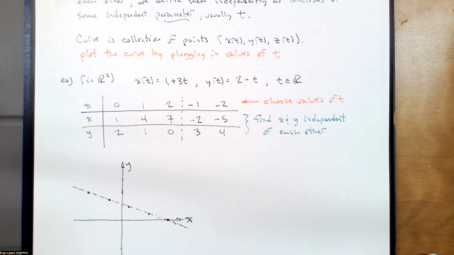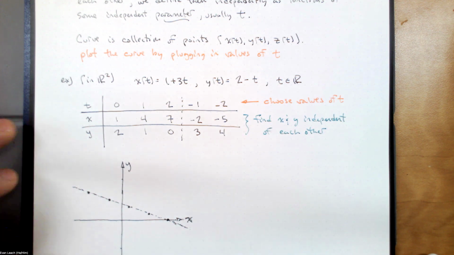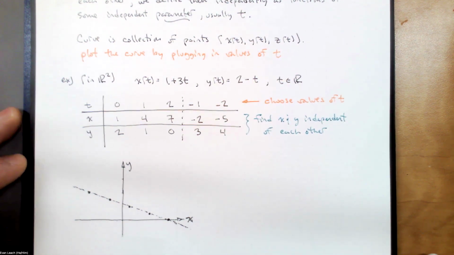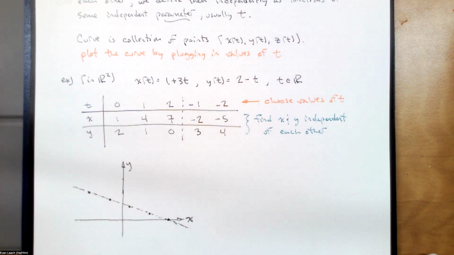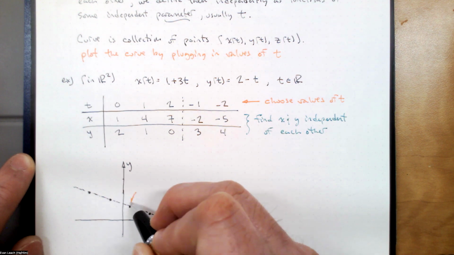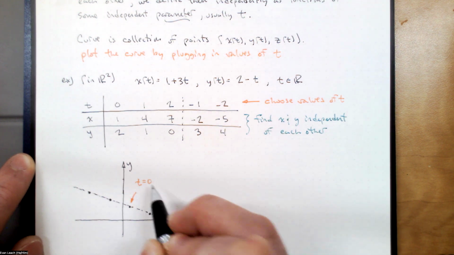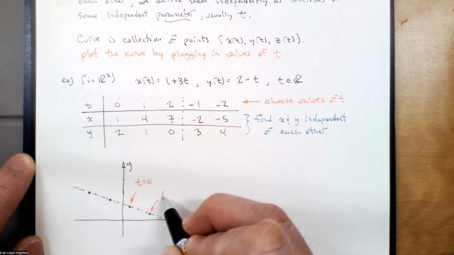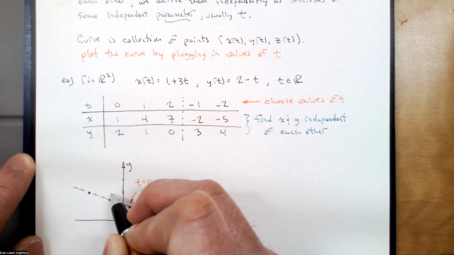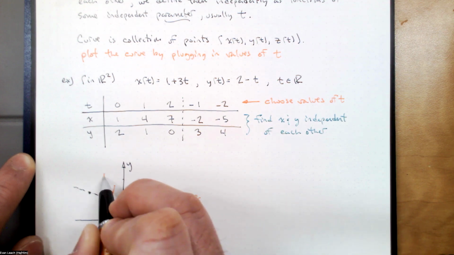This is different than the lines we've had in the past. By parameterizing this line, we have given this line something that lines have not always had. Notice that each of these points corresponds to a different value of t. The 0 for t is the point 1, 2. So at this point here, t is equal to 0. This is the point where t is equal to 1. Here's the point where t is equal to 2. Here's the point where t is equal to -1.